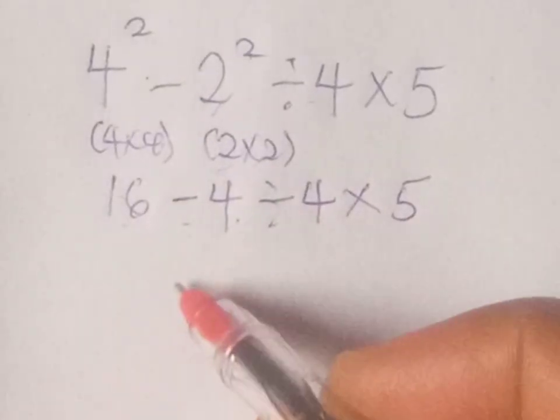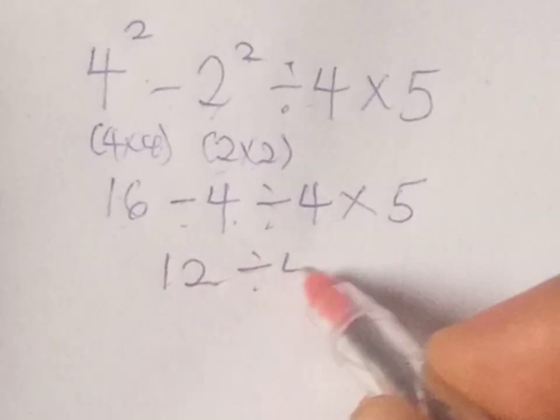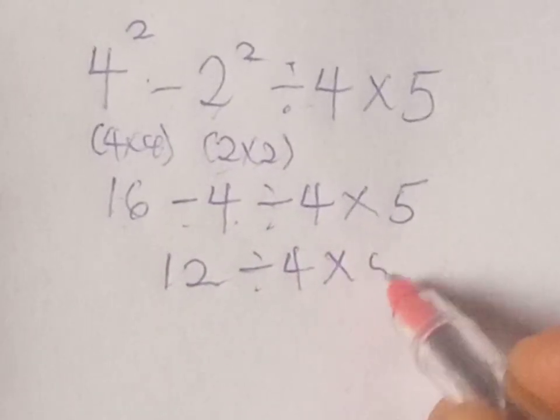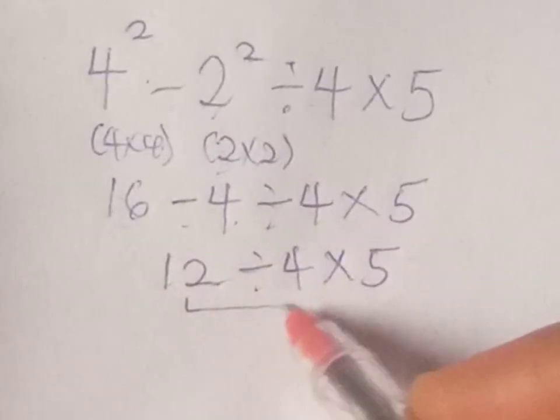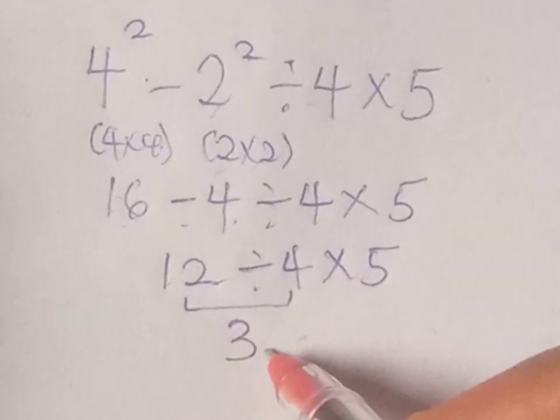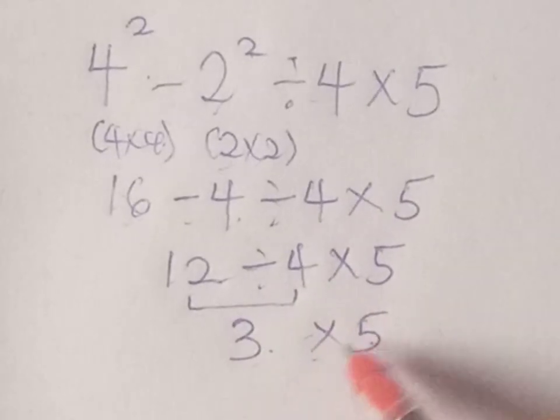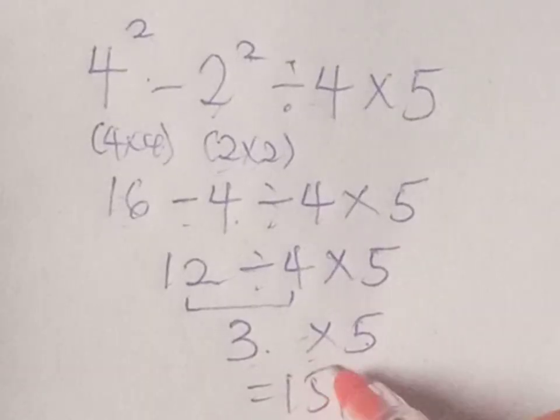16 minus 4 gives us what? 12, divided by 4 times 5. 12 divided by 4 gives us 3. Now our expression becomes 3 times 5. 3 times 5 equals 15.